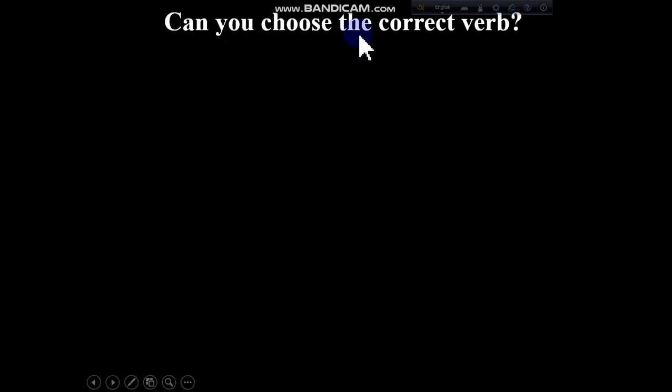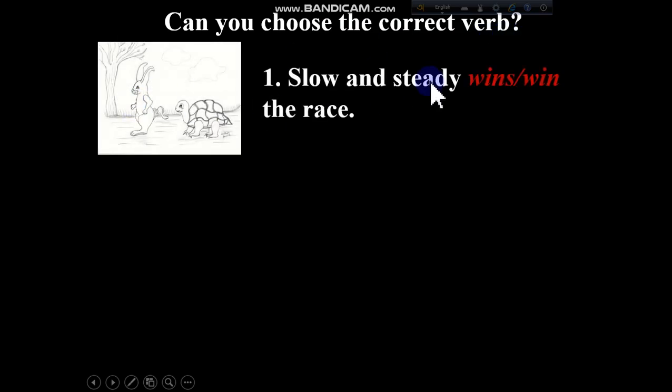You can see a question. Can you choose the correct verb? Hope you can. Slow and steady wins the race or win the race. The answer should be wins because slow and steady is third person singular number here.